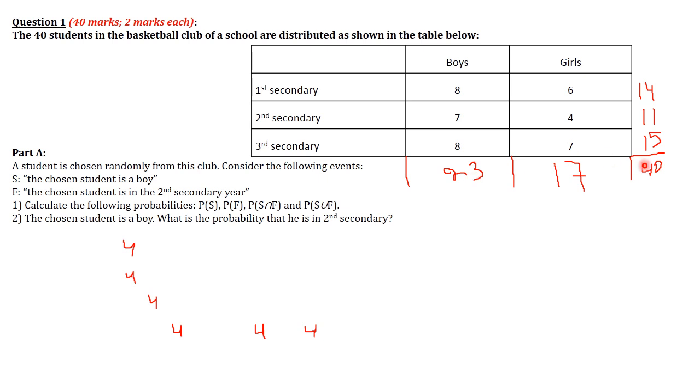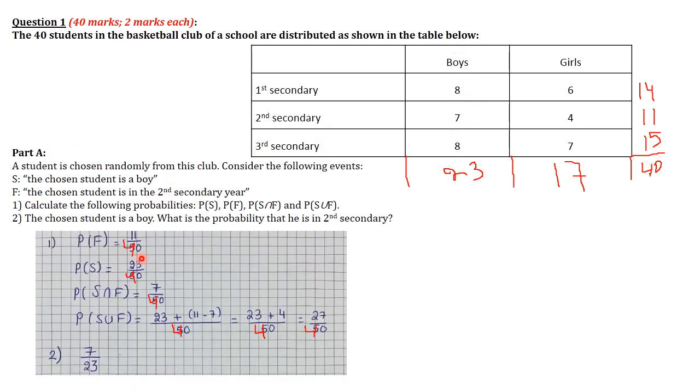Now we know we need to solve the following exercises. A student is chosen randomly from this club. S: the chosen student is a boy. F: the chosen student is in the second secondary year. What's the probability of S? The probability of S means the chosen student is a boy. So we go to the total of the boys, 23 over 40.